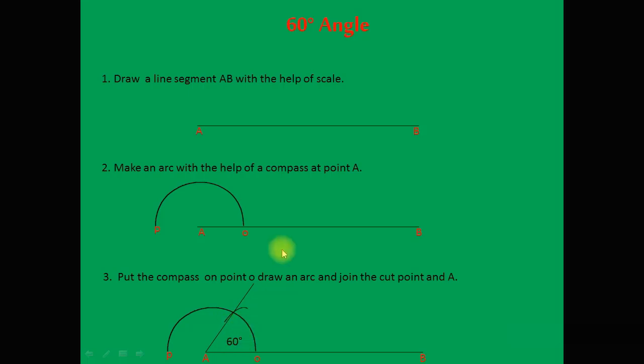Now dear students, if we are constructing a 120 degree angle, the first procedure is similar. First of all draw a line segment AB with the help of a scale. This is a line segment AB. Now if you want to draw a 120 degree angle at point A, put the compass at this point A and open the compass about a radius of 1, 2 or 3 centimeters. It depends on your choice. Put the compass at this point A and draw an arc.